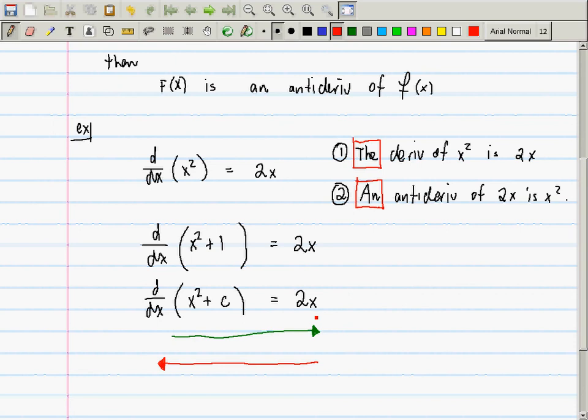Now you might wonder, there's a lot of functions in the universe, right? There's a lot of them. Is there any other strange function that maybe you've just never seen before? Like maybe it has some strange name, like log. Maybe you've never seen logs. There's such a thing called logs that we haven't talked about. Maybe there's other strange functions that scientists haven't even considered yet. Is it possible that the derivative of one of them is 2x?